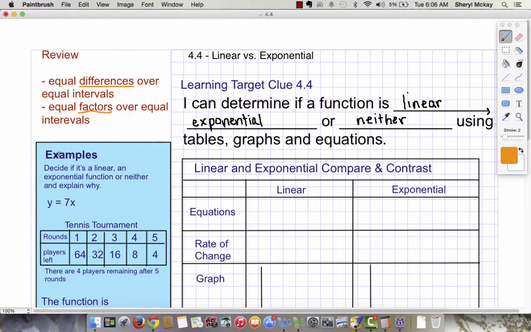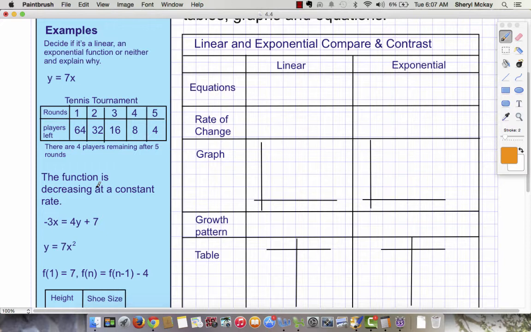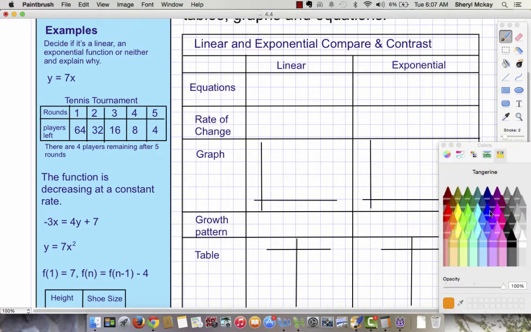And that means that if I subtract them, I'm not going to get the same number. What I have to do is divide them, or look and see what factor I am multiplying one term by to get to the next one. So they're equal factors. So that's involving multiplication. All right? Now, let's take a look at my table here, a linear and exponential compare and contrast. So let's go ahead and fill this in.